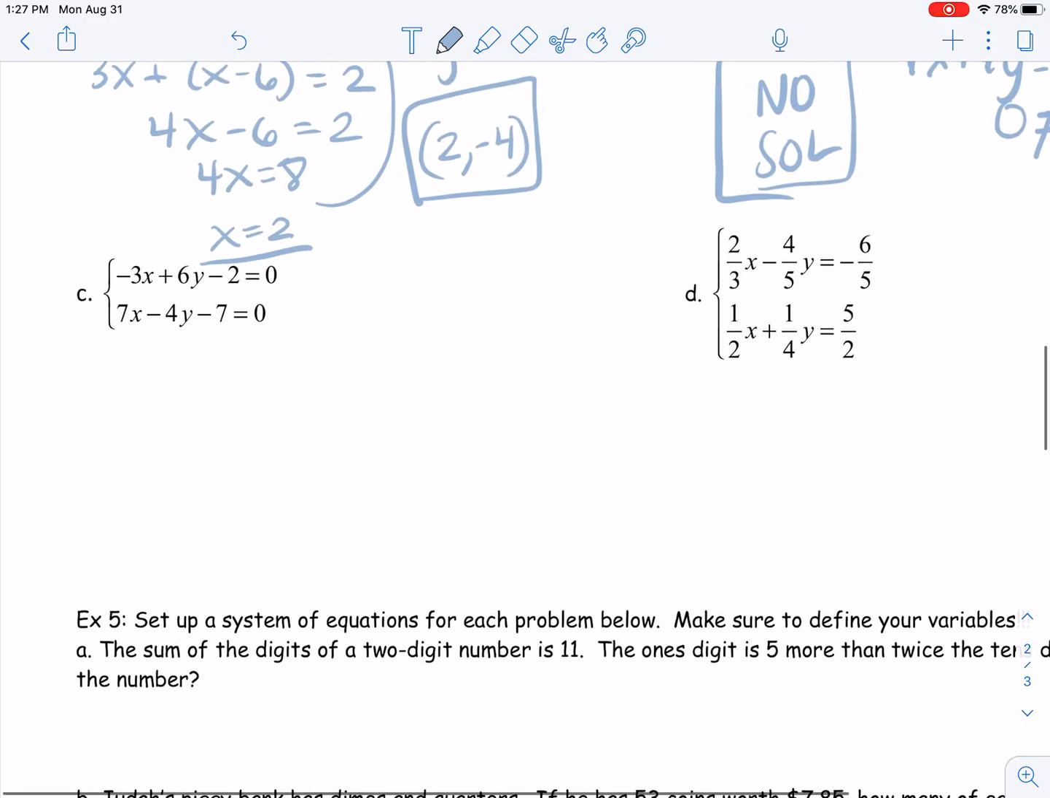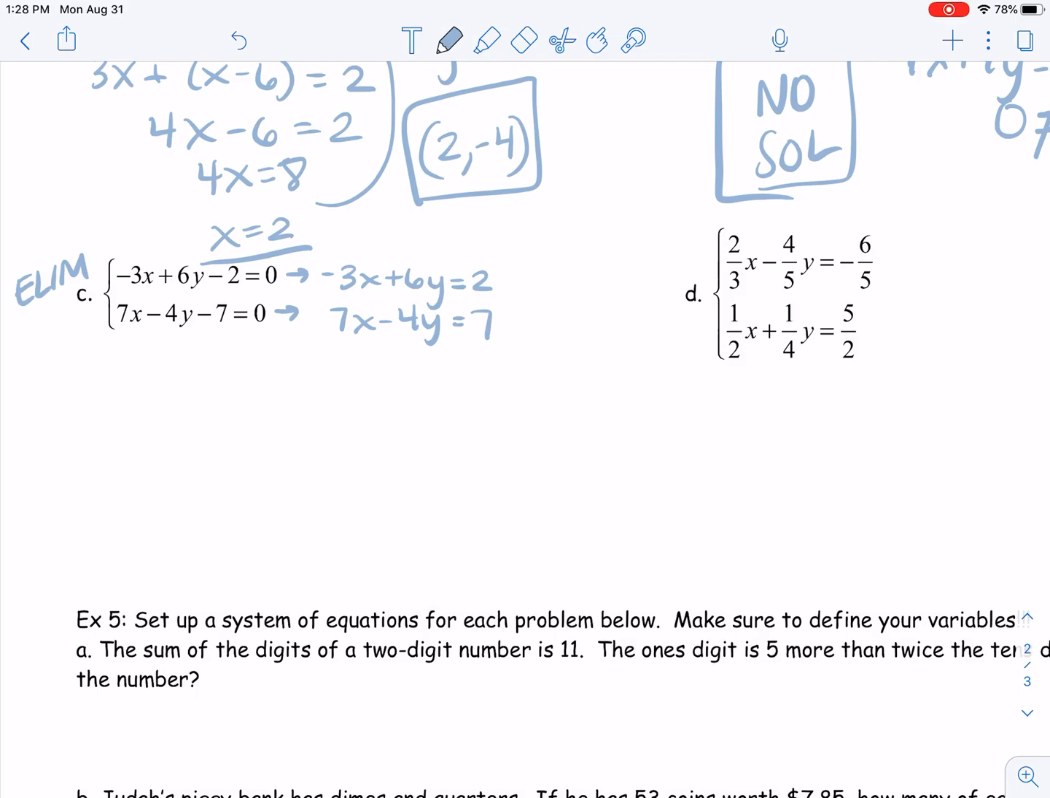In part C, I'm going to go ahead and rewrite both of them like I did earlier so that my constant is on the other side of the equal sign. So negative 3x plus 6y equals 2, and then 7x minus 4y equals 7. Let's look at what we have. Negative 3x and a positive 7x, a positive 6y and a negative 4y. So substitution might not be the easiest, so I'm going to go with elimination. But you can definitely do substitution if you want. You'll just end up with a couple fractions, which is fine.